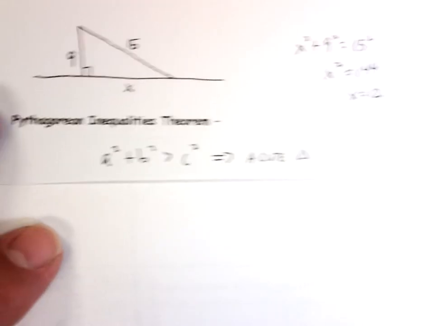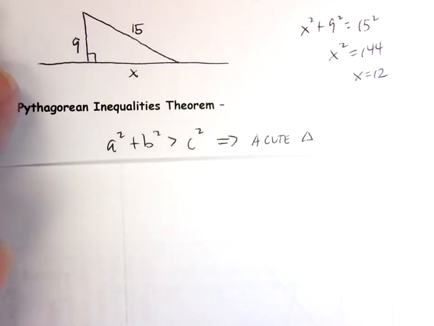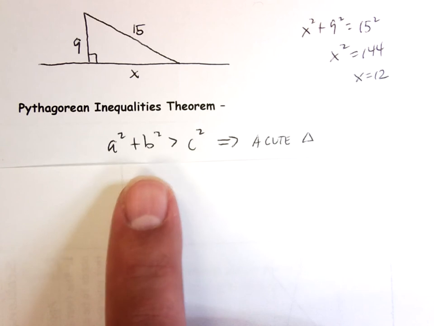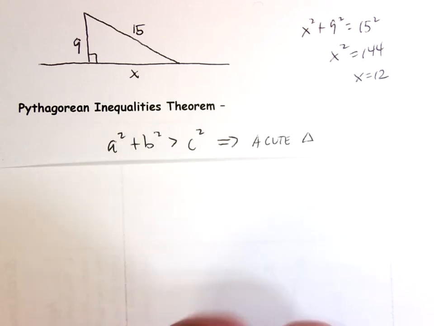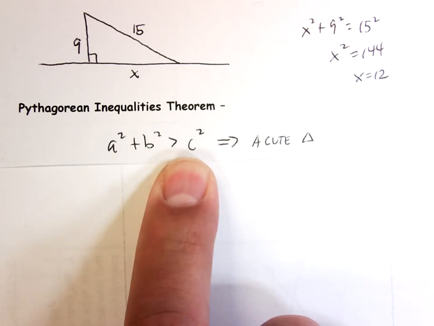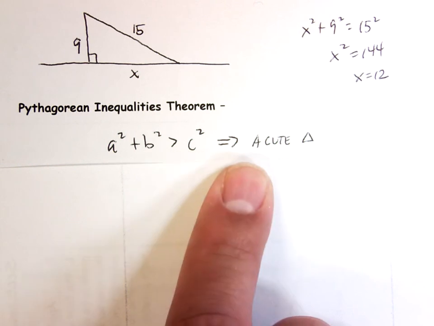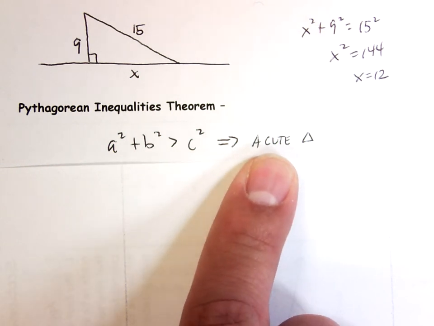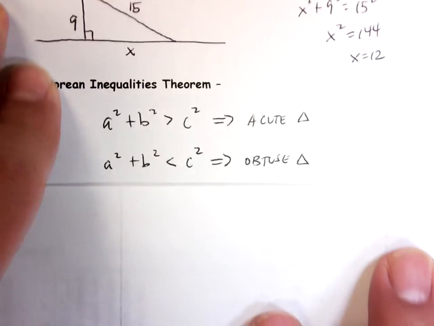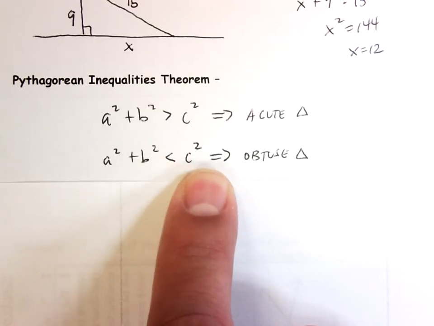Alright, the Pythagorean inequality theorem. So we've been talking about how if it's a right triangle, then a squared plus b squared is equal to c squared. But what if it's not a right triangle? What if the a squared plus b squared is not equal to the c squared? What if the a squared plus b squared is bigger than c squared? If the a squared plus b squared is bigger than c squared, it means it's an acute triangle. And if the a squared plus b squared is less than the c squared, then it's an obtuse triangle.